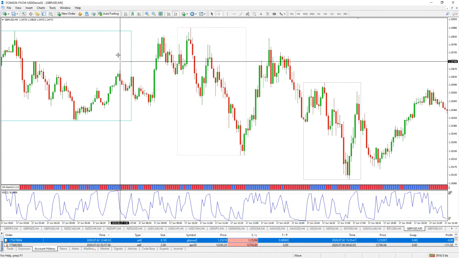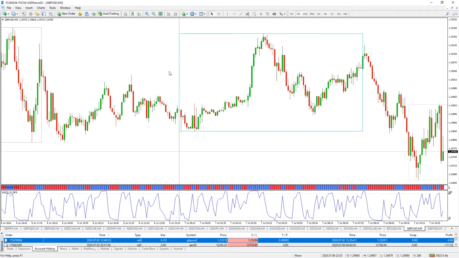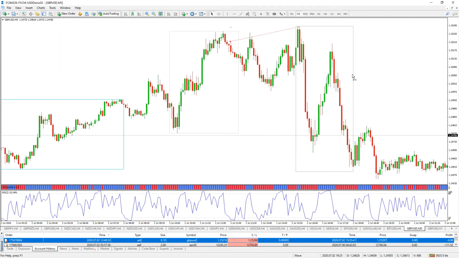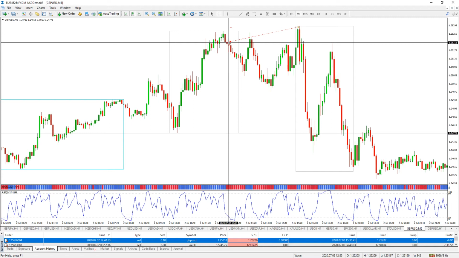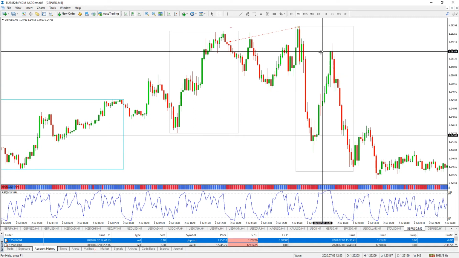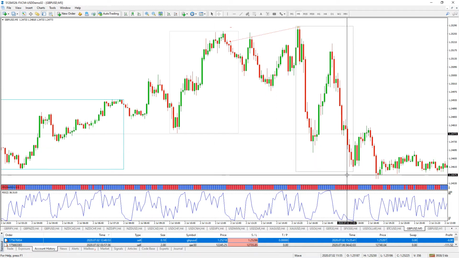I'll zoom in. Let's go to the right date. So okay, here we are. So in fact, I took the trade. This is just a demo trade. I took it in the London session, and this is the New York session. So I have a box here for the London session, a box for the New York session.